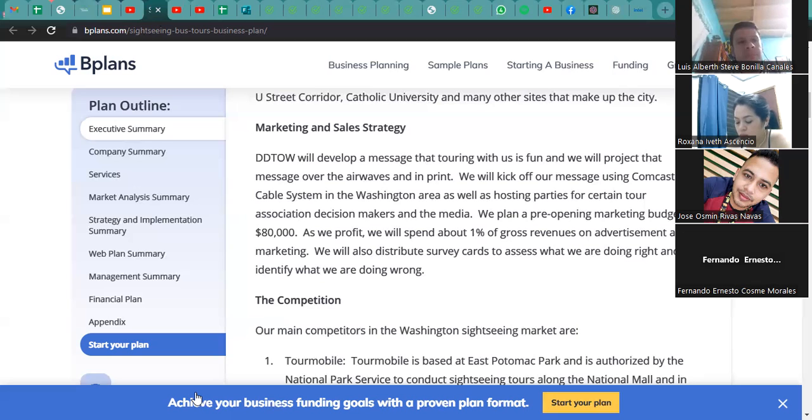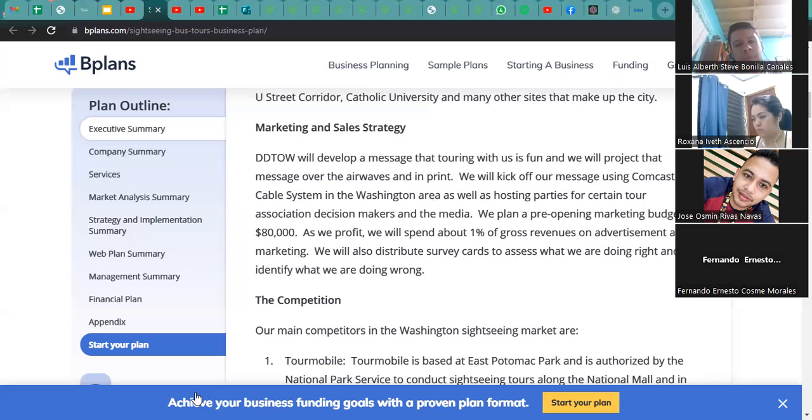This is something that maybe here in El Salvador we don't do, or companies don't do that much, right? To invite people and to have like an open house, or to present something. So come have dinner and then we're going to present. That is something that is very common in the US. And it says we plan a pre-opening marketing budget. So this is pre-opening. It's not all the budget. It's just to start. But it's a huge amount of money. It's a lot of money. And that is just for marketing. I mean, $80,000 just for marketing.